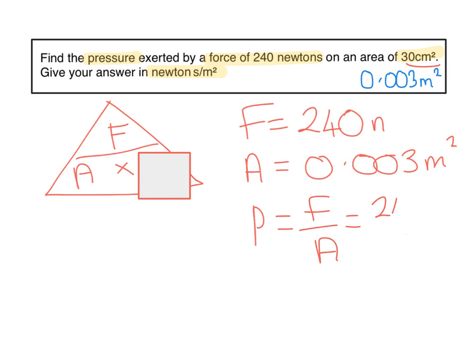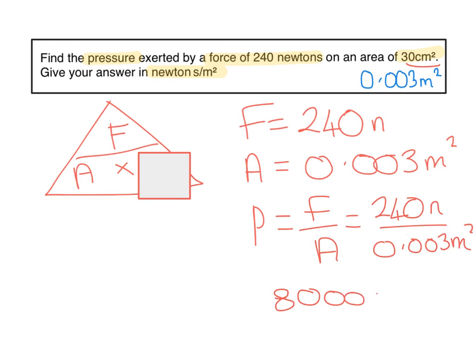So that's 240 newtons divided by 0.003 metres squared. So 240 divided by 0.003, which is 80,000. And again, to get the units, it's newtons per metre squared. 80,000 newtons per metre squared.